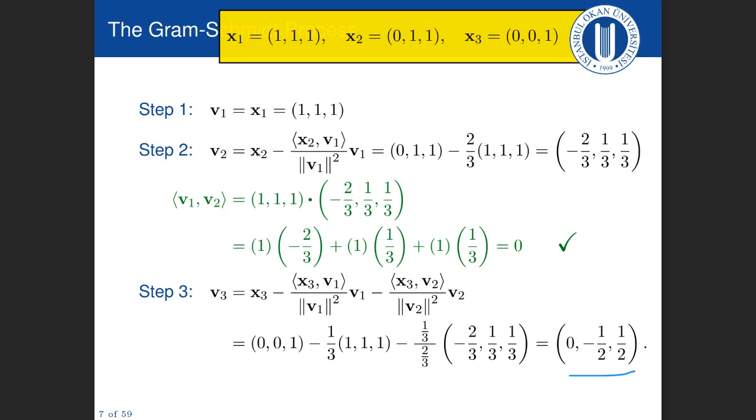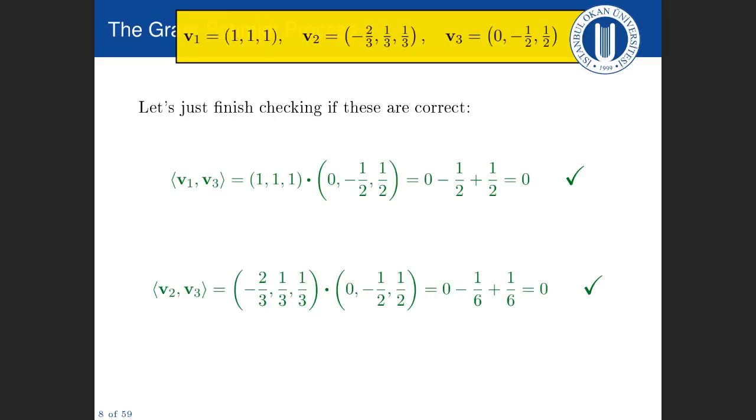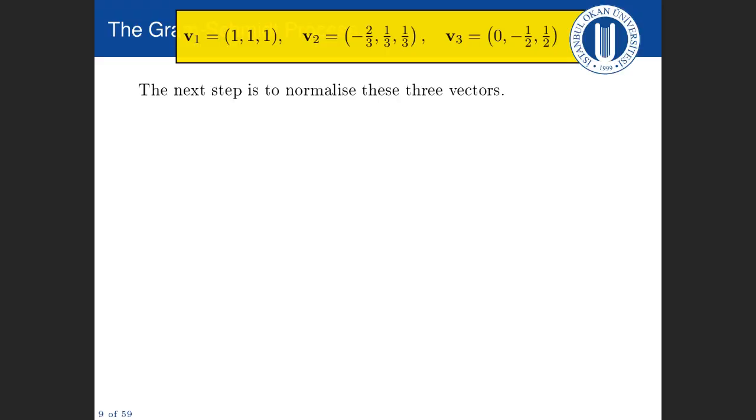Let's just check that we haven't made a mistake here. I've already checked that V1 and V2 are orthogonal. Let's also check if V1 and V3 are orthogonal. Calculate their dot product, we get 0, so yes. Are V2 and V3 orthogonal? Calculate their dot product, we get 0, the answer is yes. We didn't make a mistake here. We have an orthogonal basis for R3. The next step is to normalize these vectors. In other words, we're going to divide each vector by its norm to create a unit vector.